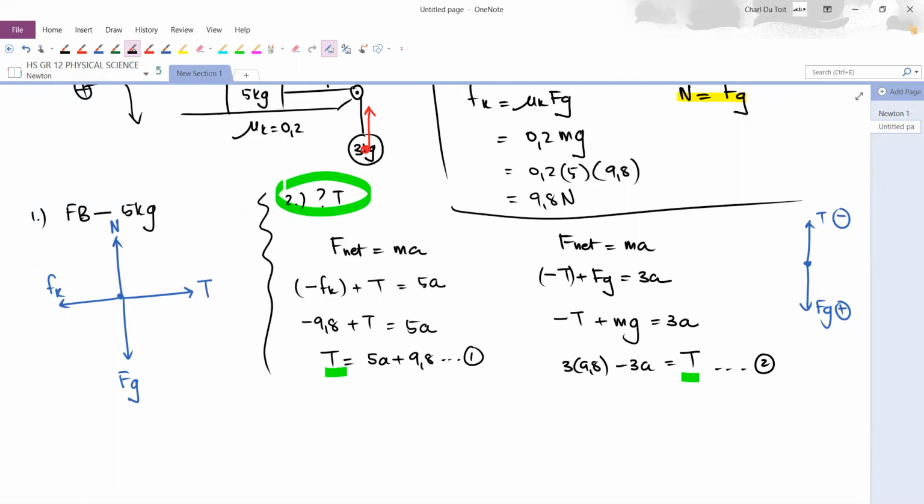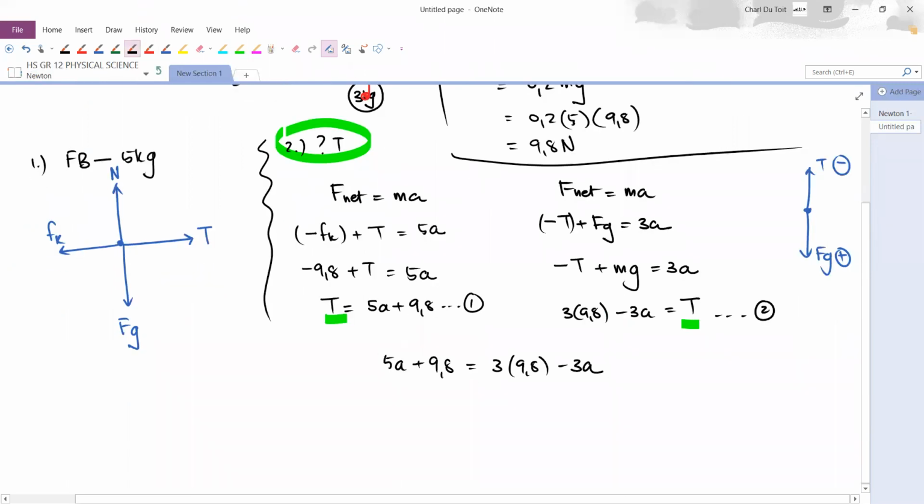So now I can just make them equal. So 5a plus 9,8 equals 3 times 9,8 minus 3a. And I take all the a's to the left, then I have 8a. And to the right, I have 3 times 9,8 minus 1 times 9,8 is 2 times 9,8, and that is 19,6. And then I get the acceleration. 19.6 divided by 8. So A is 2,45 meters per second squared.